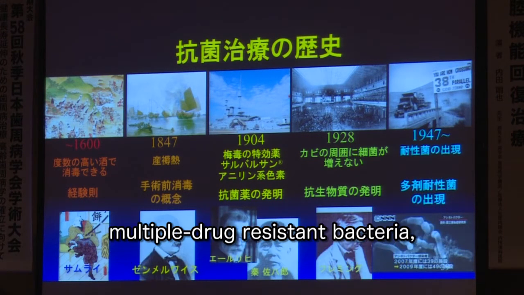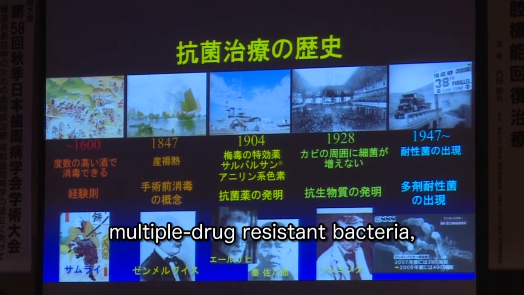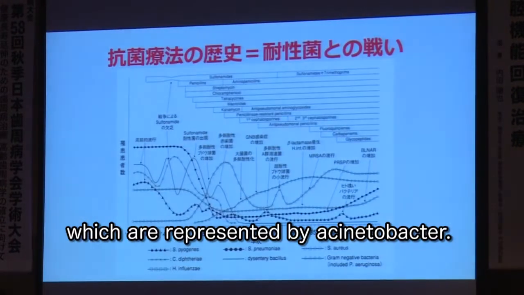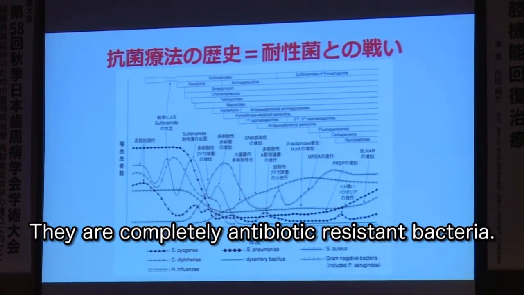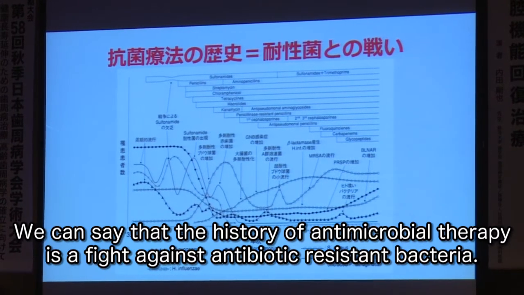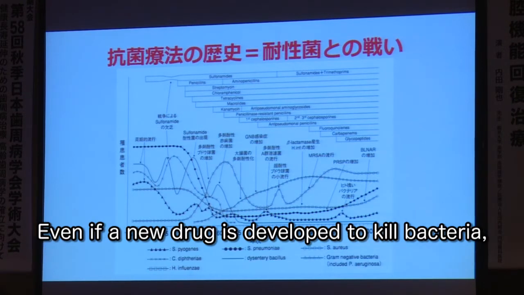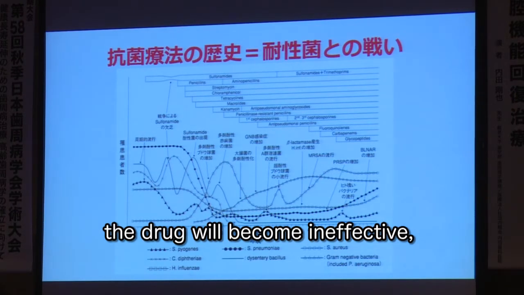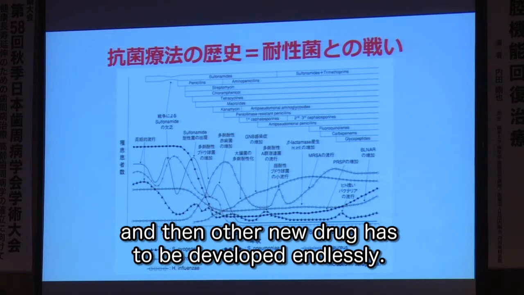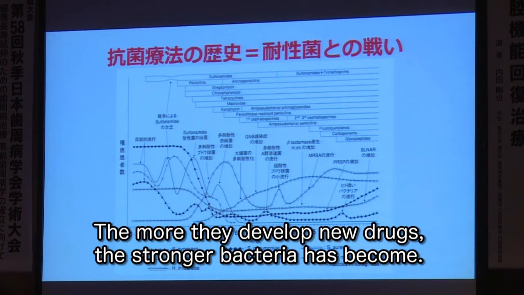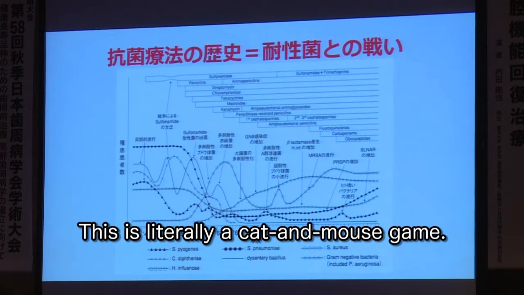MRSA, multiple drug-resistant bacteria, which are represented by Acinetobacter. They are completely antibiotic-resistant bacteria. We can say that the history of antimicrobial therapy is a fight against antibiotic-resistant bacteria. Even if a new drug is developed to kill bacteria, the drug will become ineffective, and then other new drugs have to be developed endlessly. The more they develop new drugs, the stronger the bacteria has become. This is literally a cat-and-mouse game.